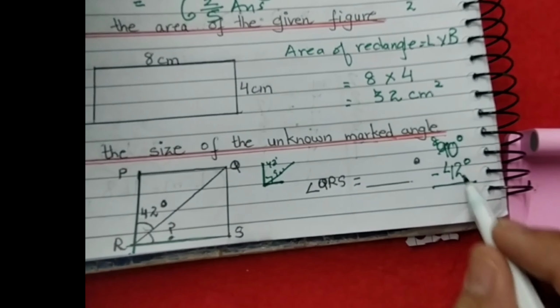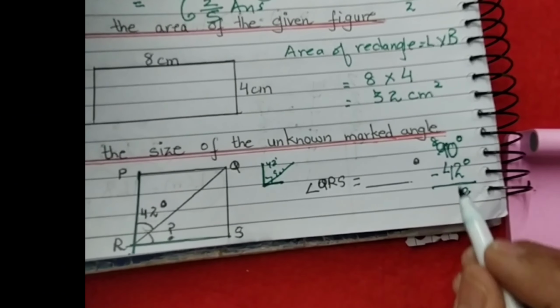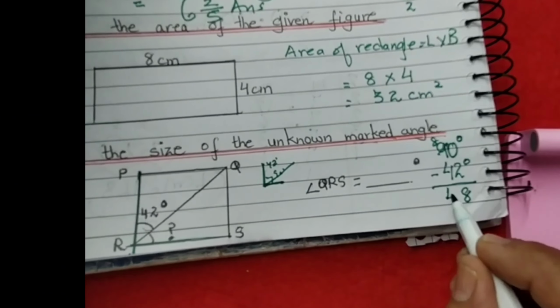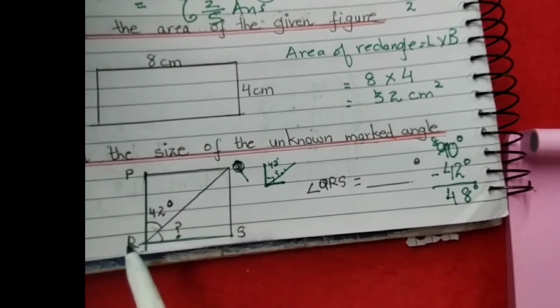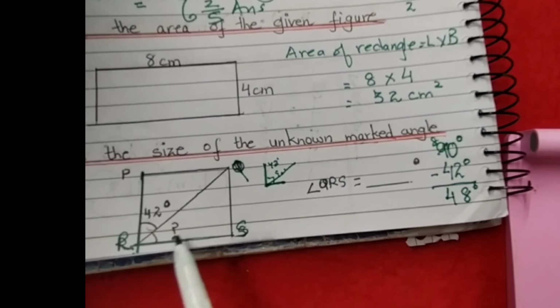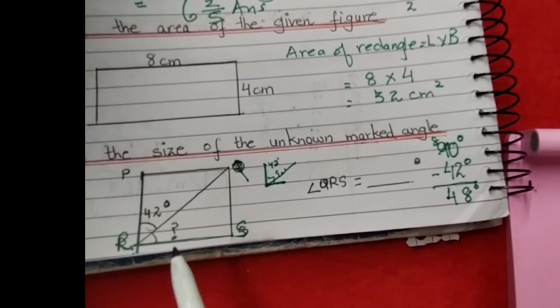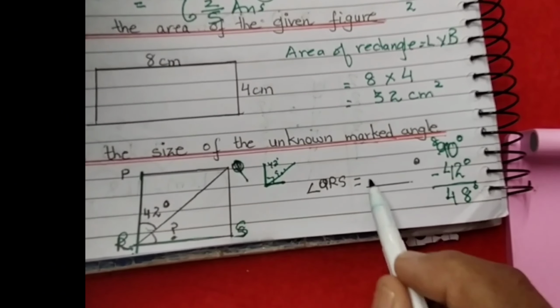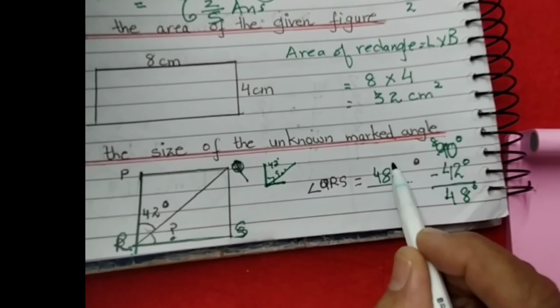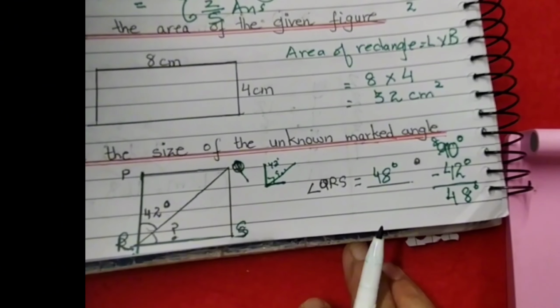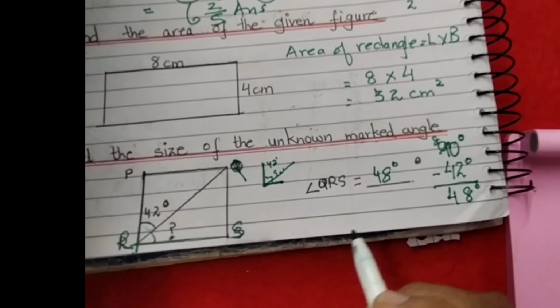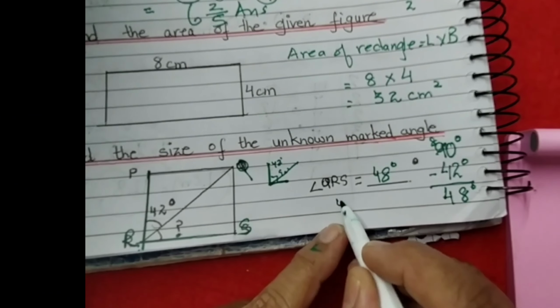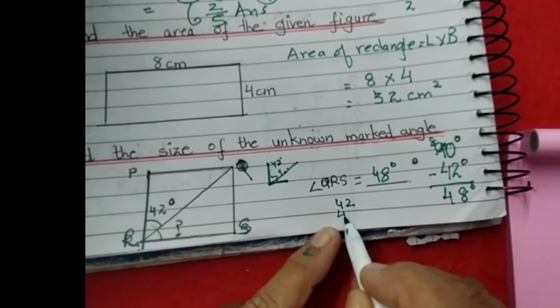Borrow. 10 minus 2, 8. 8 minus 4, 4. 48 degrees. So Q, R, and S, you have to find out about this unknown figure. This is 48 degrees. So when you want to check whether you're doing it wrong or whether you may be right, you will simply have to just do what? Take 42 and your answer 48.